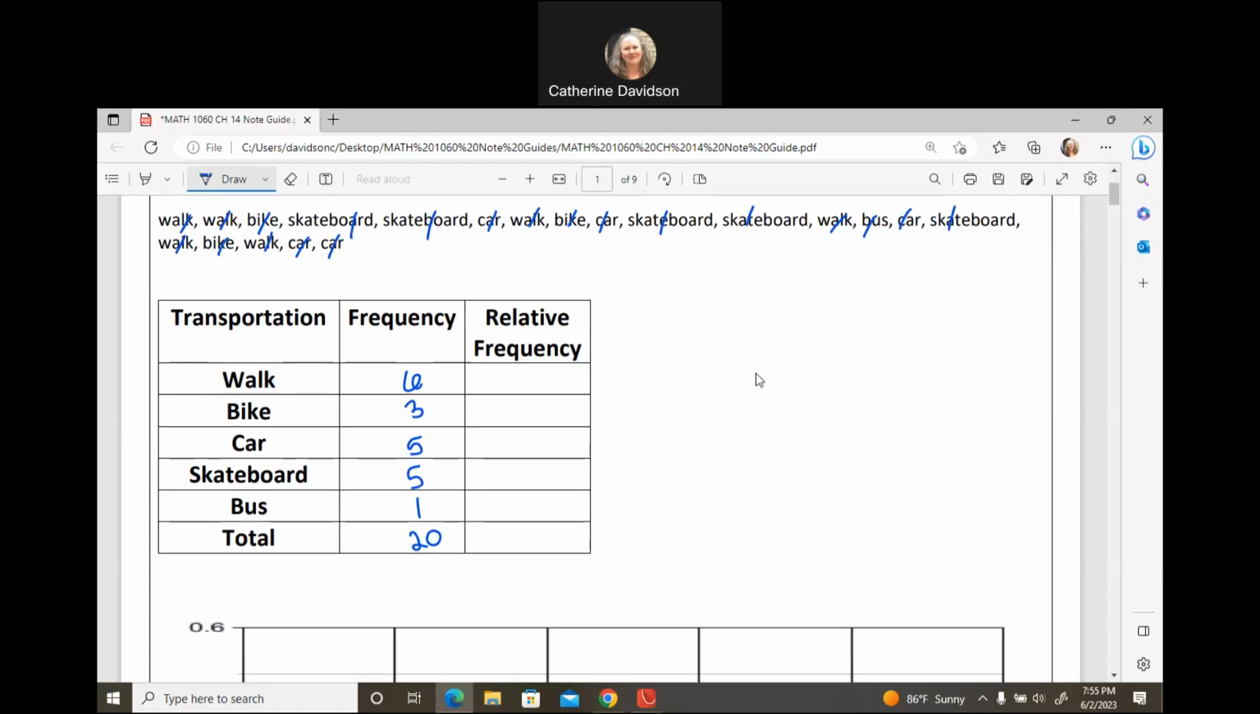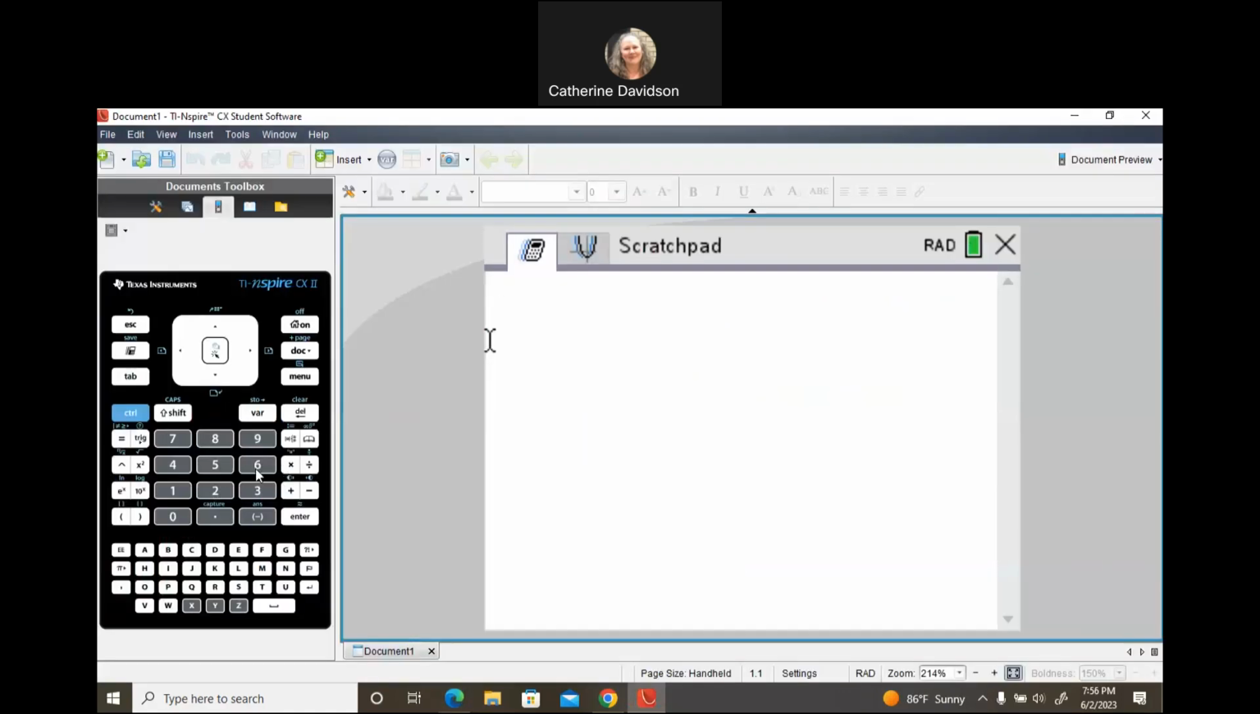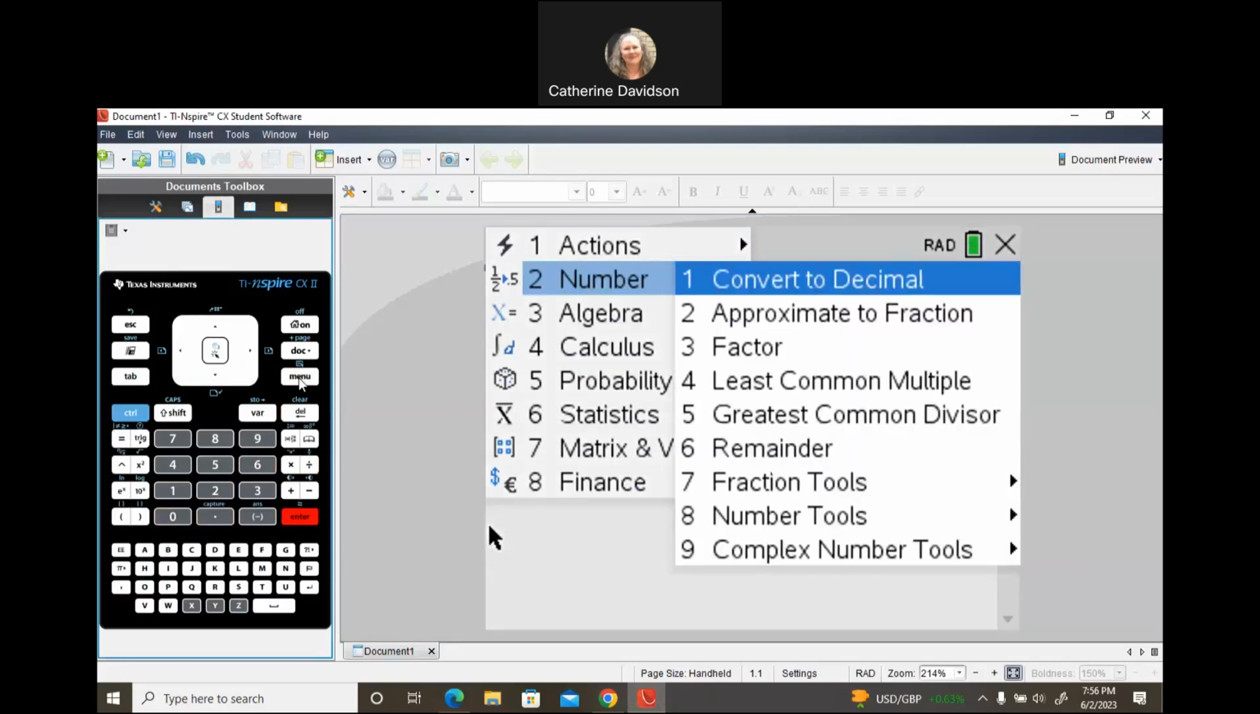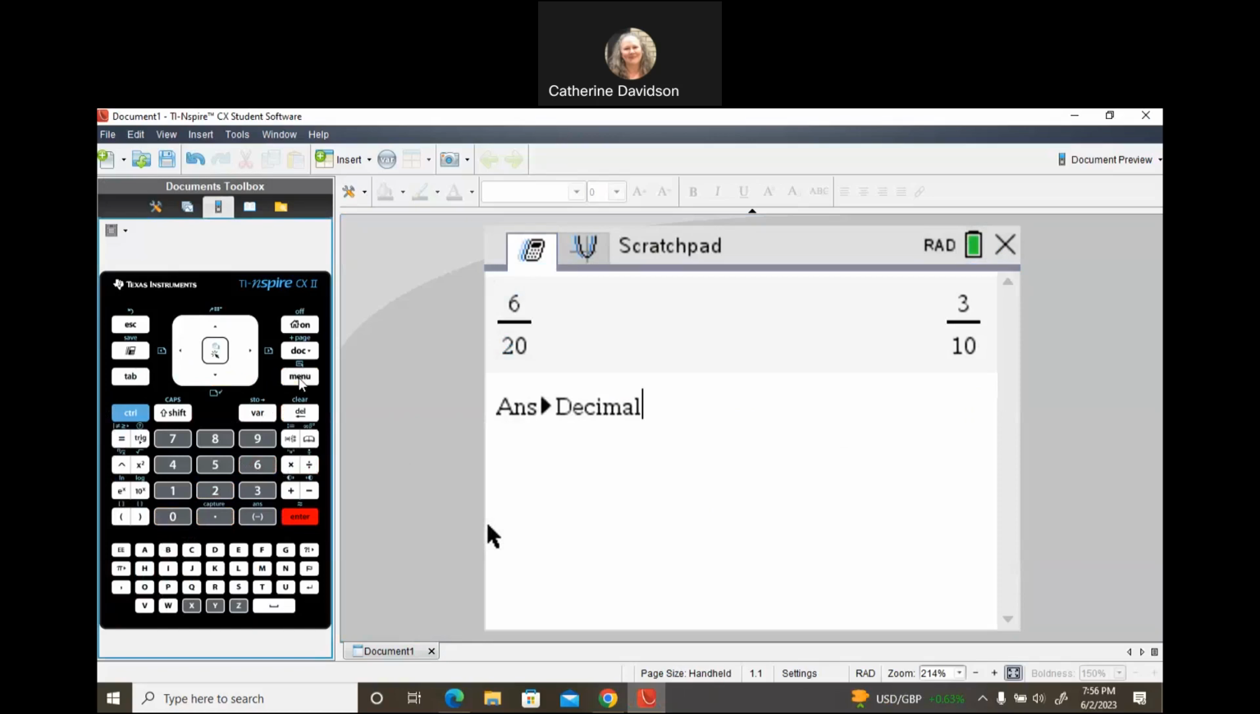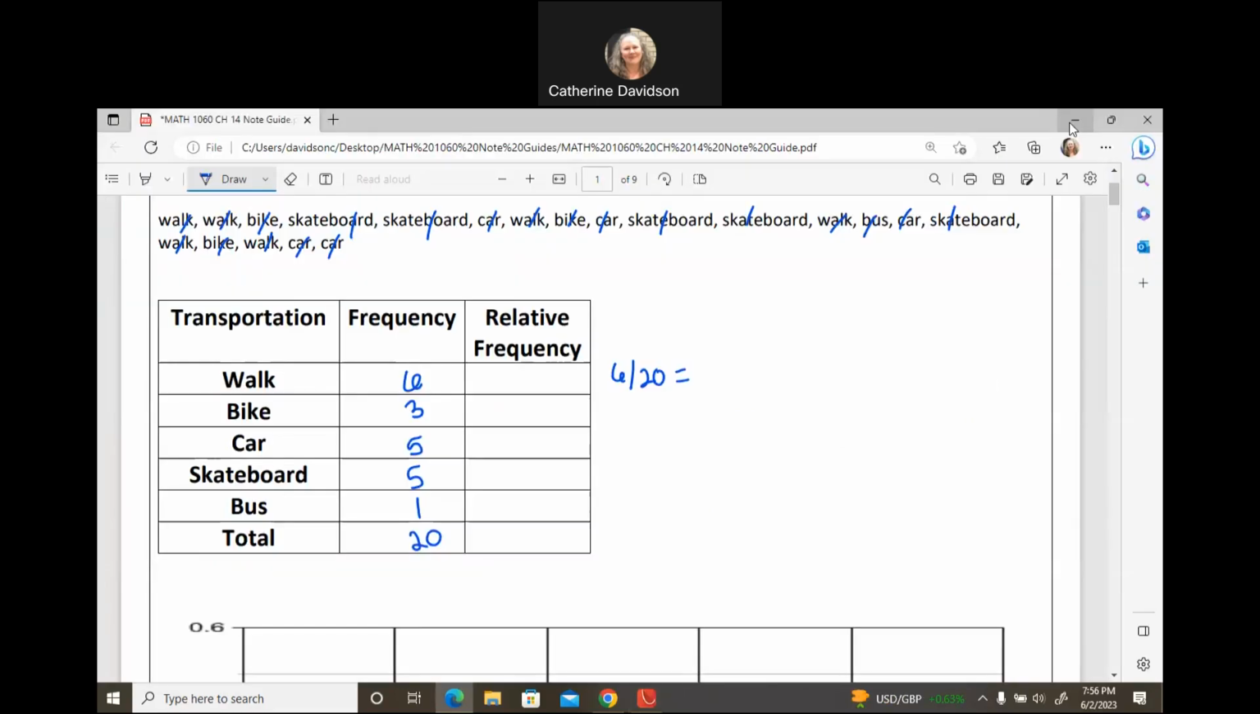So the relative frequency, that's pretty much the percentage in decimal form. So we're going to take 6 divided by 20. Let's flip over to the calculator. So I have 6 divided by 20. All right, it gives me a fraction. I need a decimal. So I'm going to hit menu, go to number, and convert to a decimal. Menu, number, convert to a decimal. And then you'll have answer decimal. You're going to have to hit enter again. And we get 0.3.